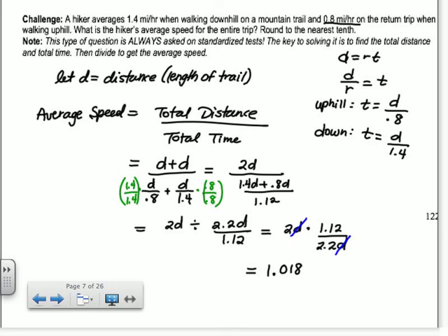So that's your average speed, so that's in miles per hour. Okay, so it's not what you would think. It's not the 1.1 that we would think it was. It's that. Okay, does it make sense? All right.